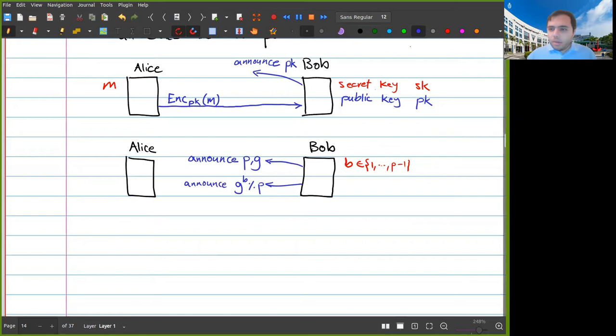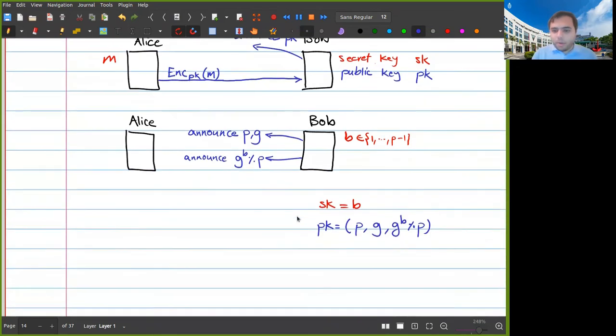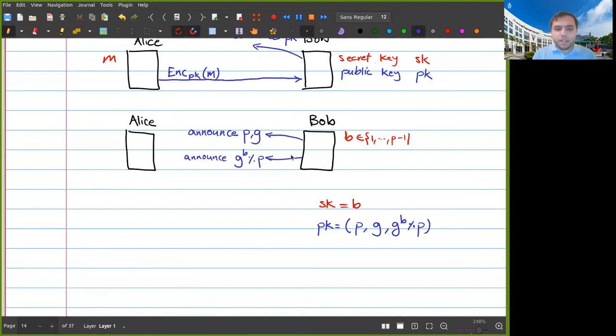So basically now the secret key that Bob had, okay, let me write it on this side, sorry, the secret key is just B. But the public key that everyone has is all of these things. It's P, G, and G to the power of B modulo P. Okay, so the public key is now a tuple. So Bob announces the public key, he goes offline.